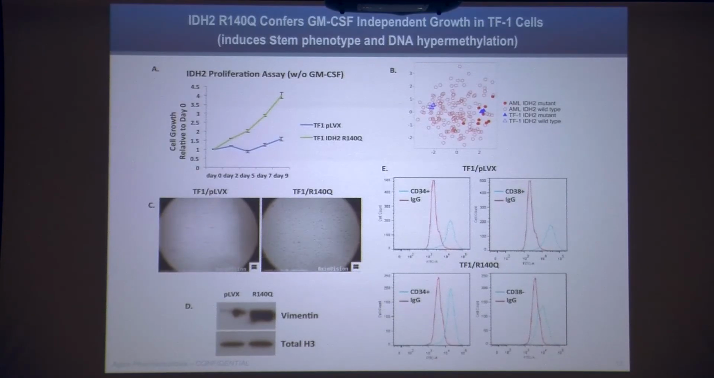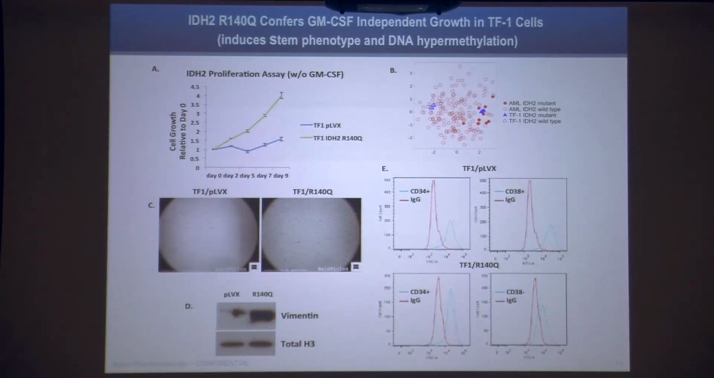So back to the work that led up to this model. Again, we're focusing here in these studies on the IDH2 enzyme. I showed you earlier that you get this growth factor independent growth with expression of the IDH2 mutation. And we looked at the methylation pattern on the DNA in these cell lines and compared it to the methylation pattern of primary patient samples that had the IDH mutation.